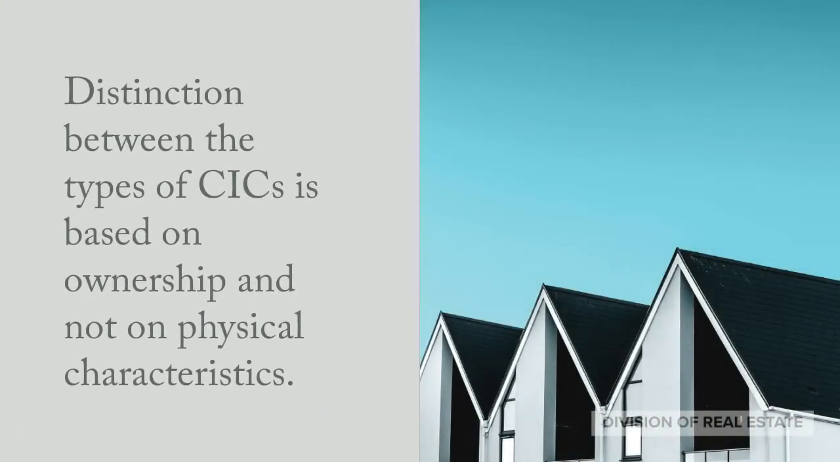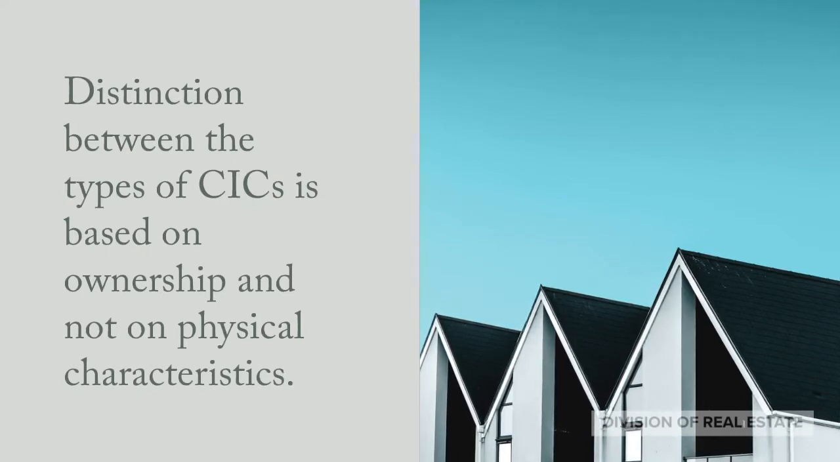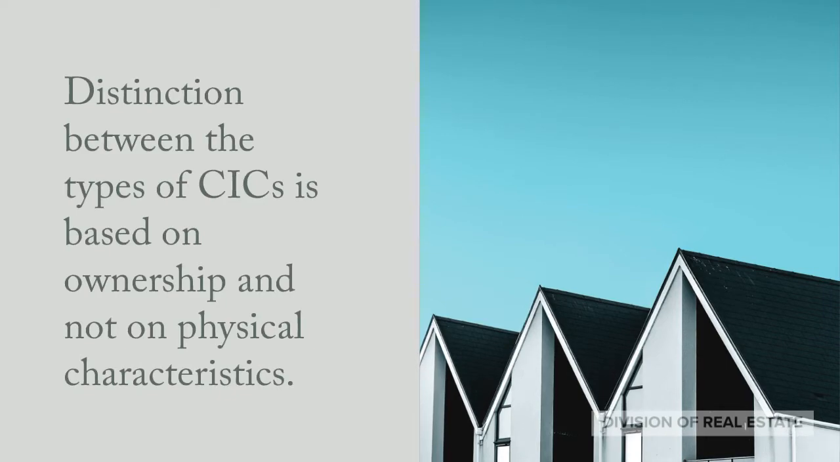The distinction in the CCIOA law between condominiums, cooperatives, and planned communities is made on the basis of ownership of real estate, not on the physical characteristics of the CIC. For instance, it is certainly possible for a CIC that resembles the one described under condominiums to be a planned community, or vice versa.